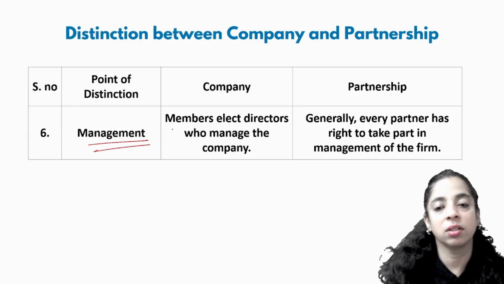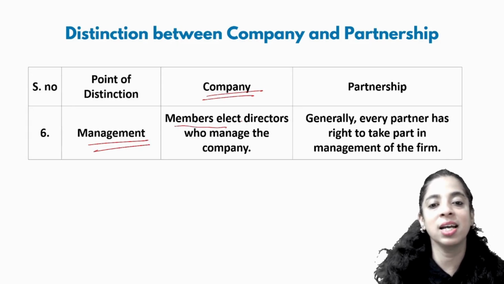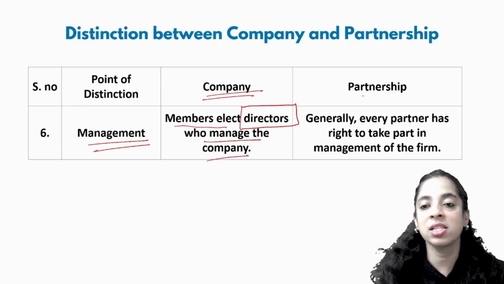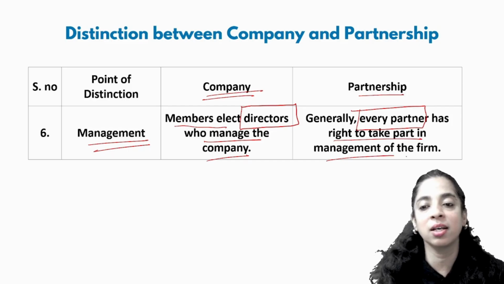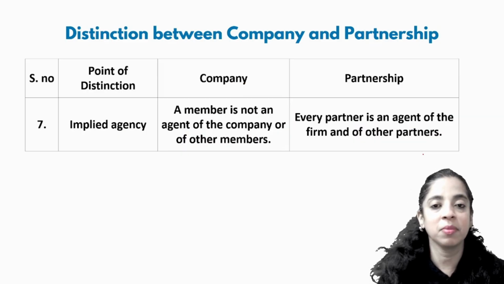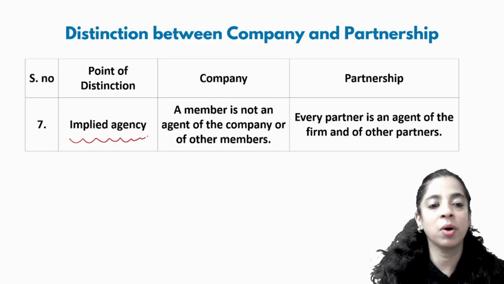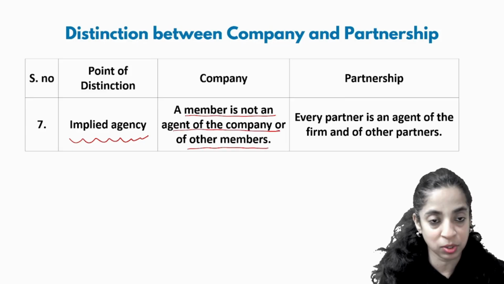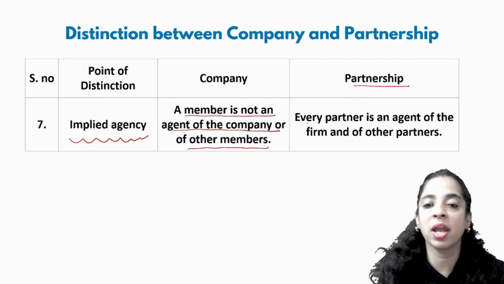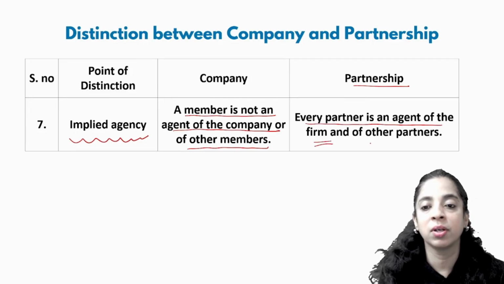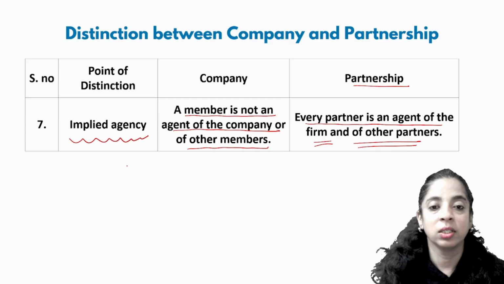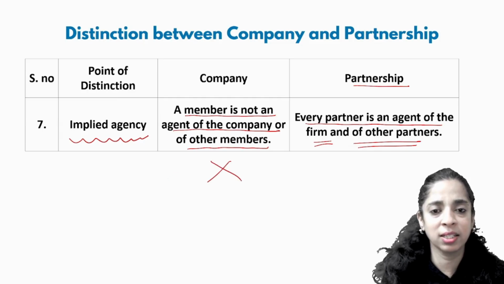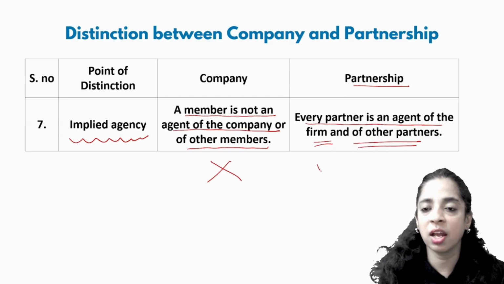Now, management. We know that in a company, members elect directors. We did this yesterday. Directors will manage the company. Whereas in a partnership, generally every partner has the right to take part in the management of the firm. In a company, if we talk about implied agency, a member is not an agent of the company or of other members. Whereas in a partnership, every partner is an agent of the firm and of other partners as well.